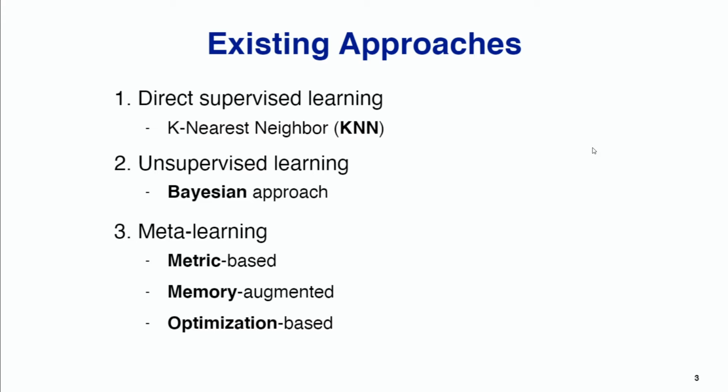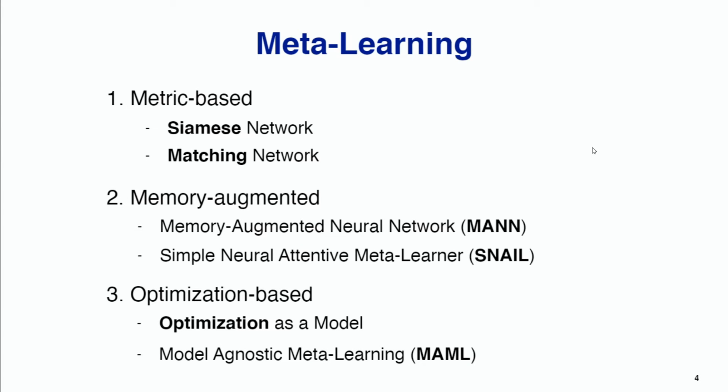The existing approaches are direct supervised learning, for example k-nearest neighbor. Then we have unsupervised learning, the Bayesian approach where we have Bayesian prior and posterior. Then we have metric learning, meta learning, which is the most popular one, and here we have metric based, memory augmented and optimization based. Examples of metric based are Siamese network and matching network. Memory augmented are memory augmented neural network and simple neural attentive meta learner. Optimization based are optimization as a model and model agnostic meta learning.